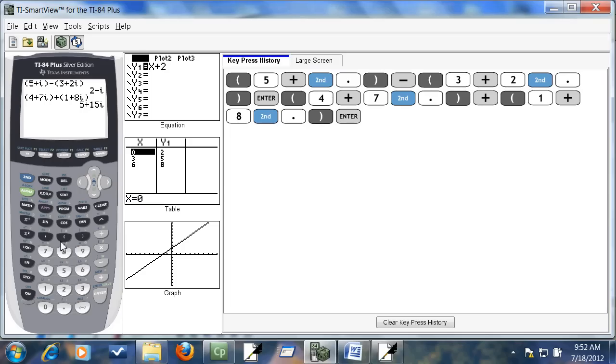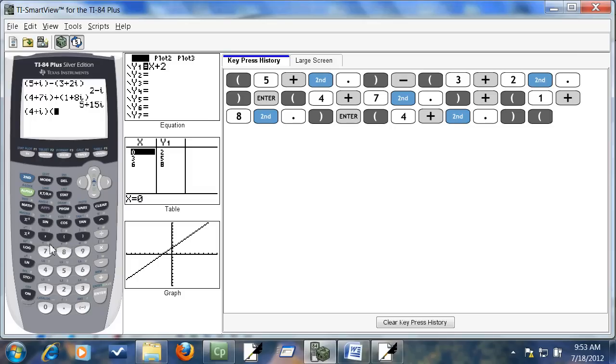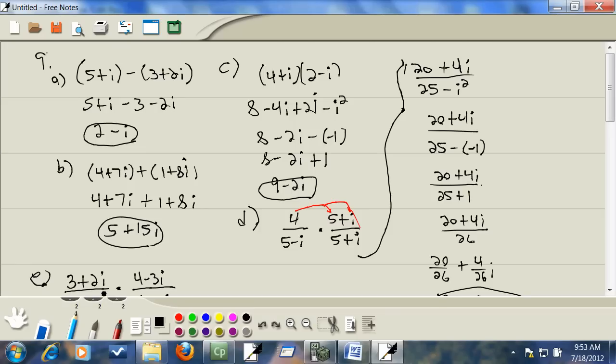Now our third one. Beginning parentheses, 4 plus i. Close parentheses, beginning parentheses, 2 minus i. Again, I'm just typing in exactly as I'm seeing it. Nothing special here. And that gives us 9 minus 2i.